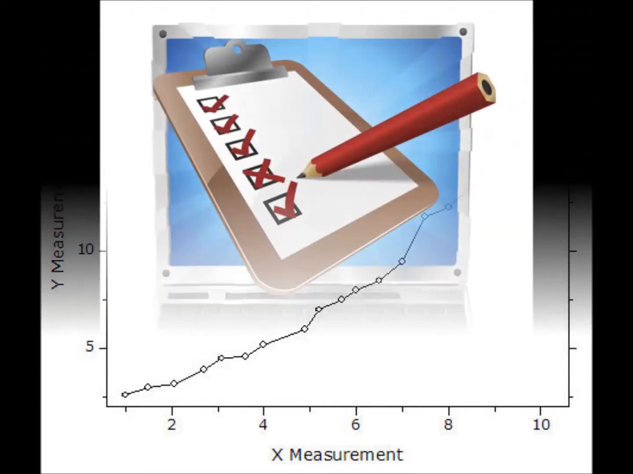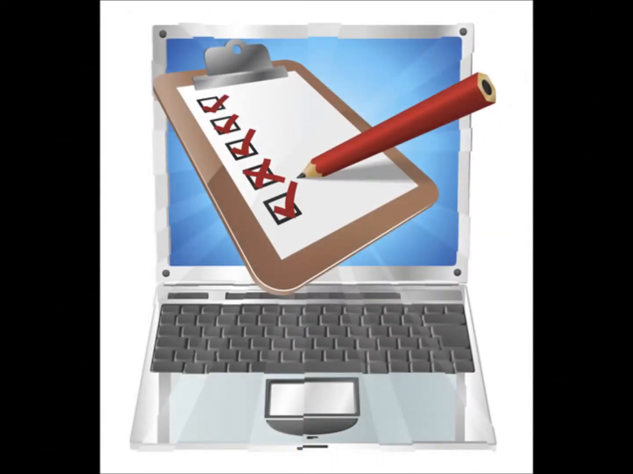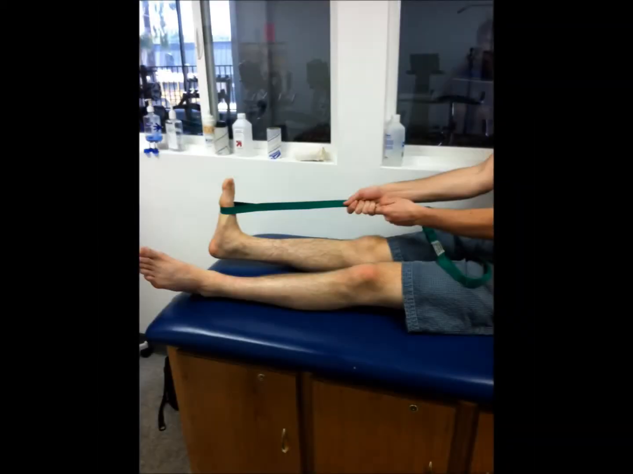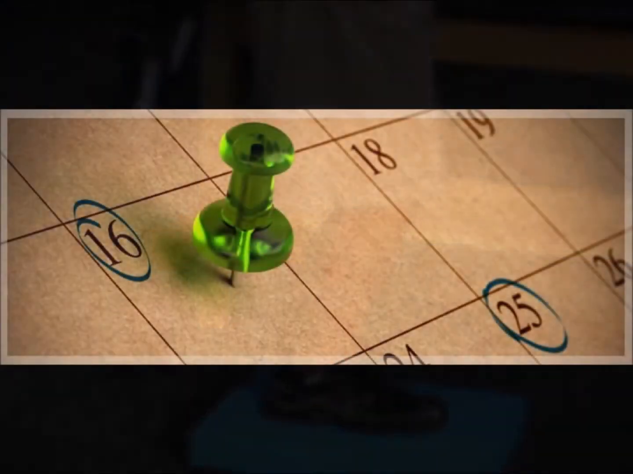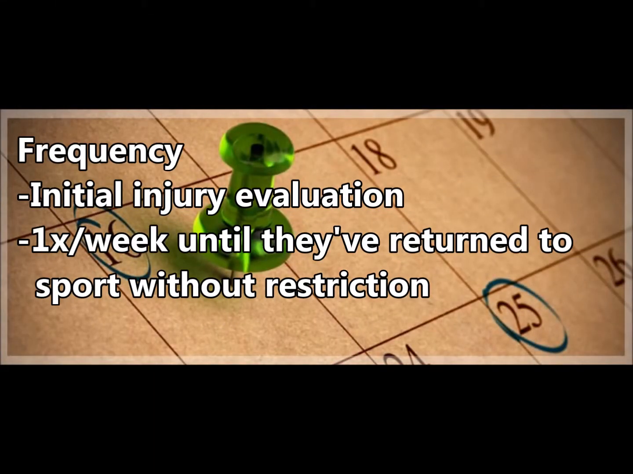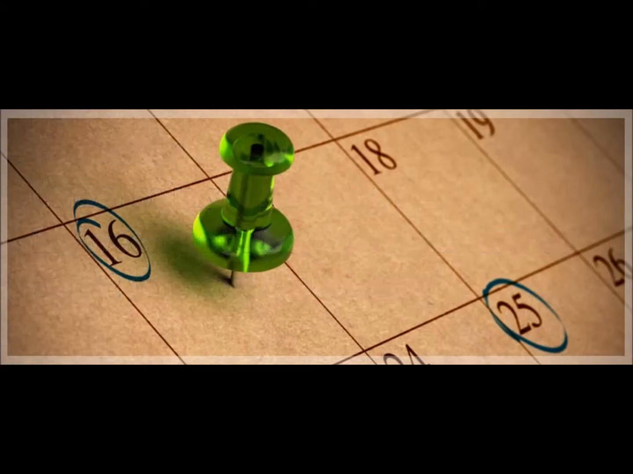As far as implementation goes, both electronic and paper versions of the FAAM are available. I imagine the paper version of this survey would be much more conducive to a secondary school environment. The patient would be able to fill it out either before or after treatment has occurred. Ideally, the FAAM measurement tool would be utilized at the initial injury evaluation and once a week following this, until the athlete has returned to play without restrictions.